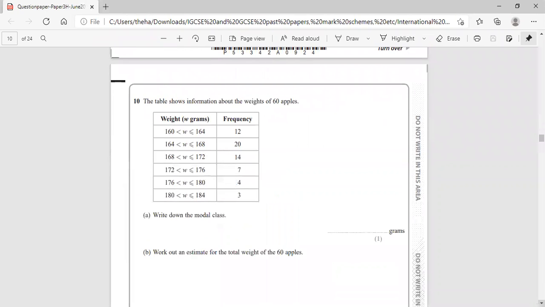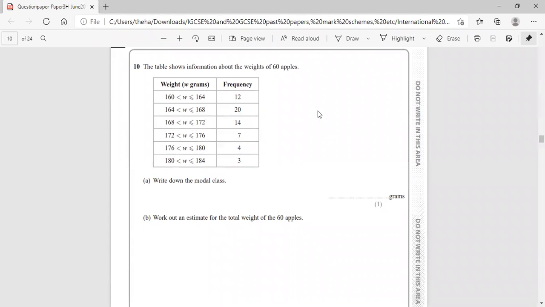So the final question, question 10. The table shows information about the weight of 60 apples. Write down the modal class. So the modal class is the most often. So the modal class here is, well, we can clearly see that 164, which is less than W, which is less than or equal to 168. So that class has 20 apples.